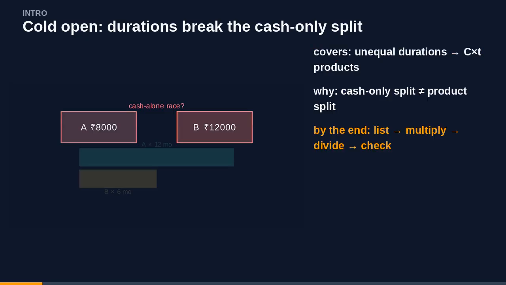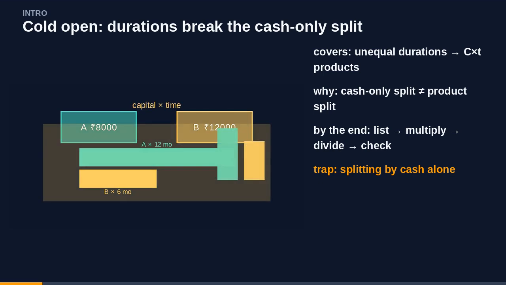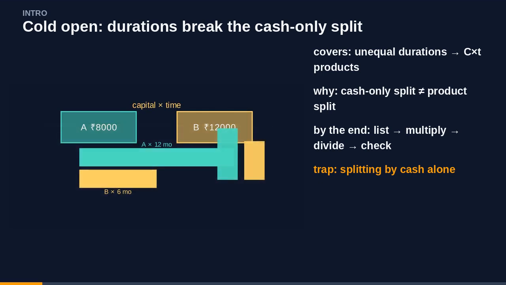When partners invest for unequal durations, cash alone no longer sets the profit split. Today you will multiply each investment by its months first, then divide profit in the parts of those products. By the end, you will list every investment and month row, form the products, reduce to parts, and catch the trap of splitting by cash alone.